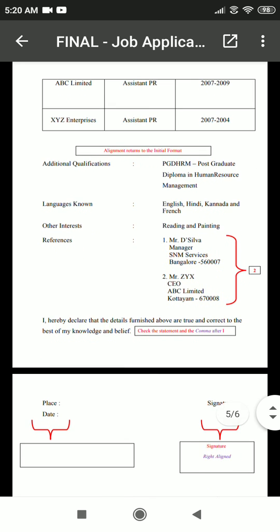Additional qualification, you can just mention your additional qualification. Look over here: additional qualification, languages known, other interests and reference. This is always going to be left aligned. Now I've mentioned here a postgraduate diploma in human resource management. That's my additional qualification.